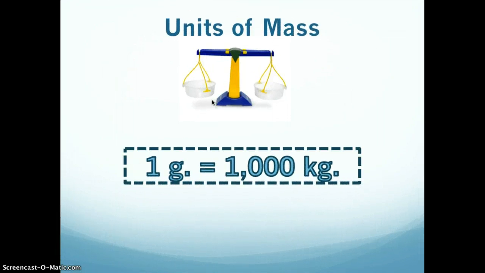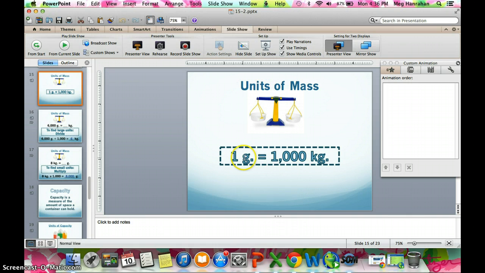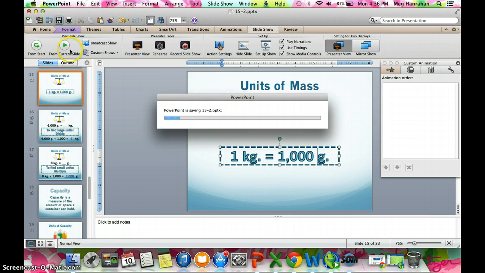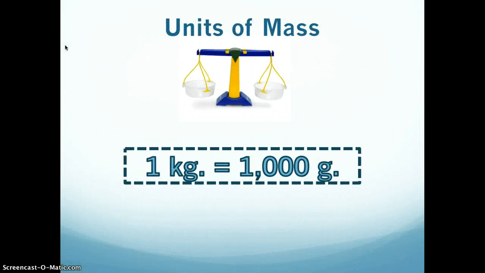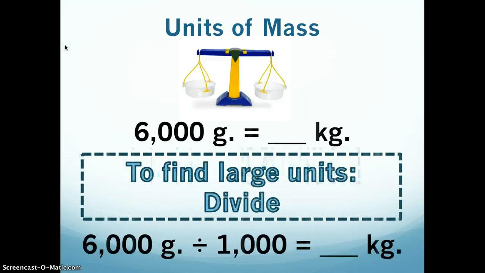When we talk about units of mass, there's only one conversion for you to remember. 1 gram is the same thing as 1,000. No, that's not right. Switch them. I wrote it down wrong, guys. 1 kilogram is the same thing as 1,000 grams. Let me go ahead and switch that. I don't want to confuse you any further. There we go. Much better. So 1 kilogram is the same thing as 1,000 grams.